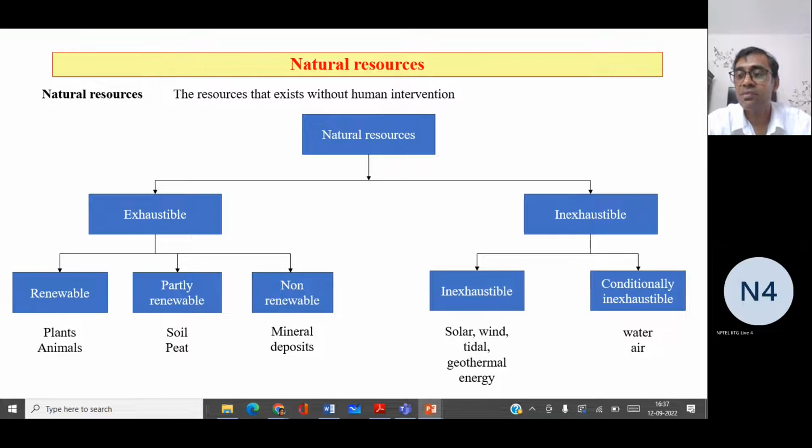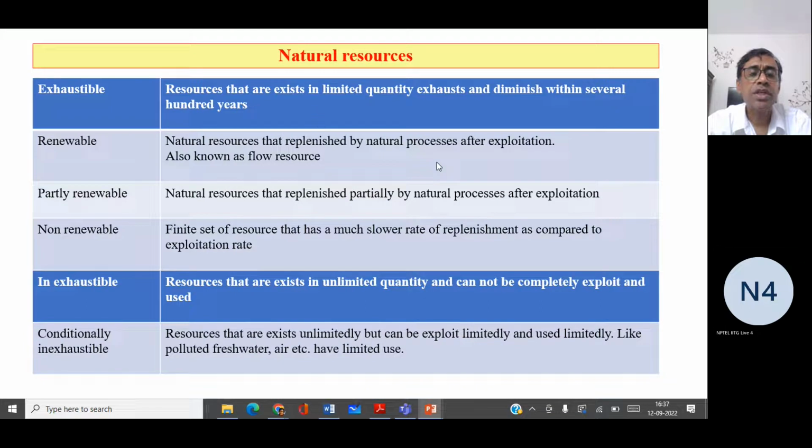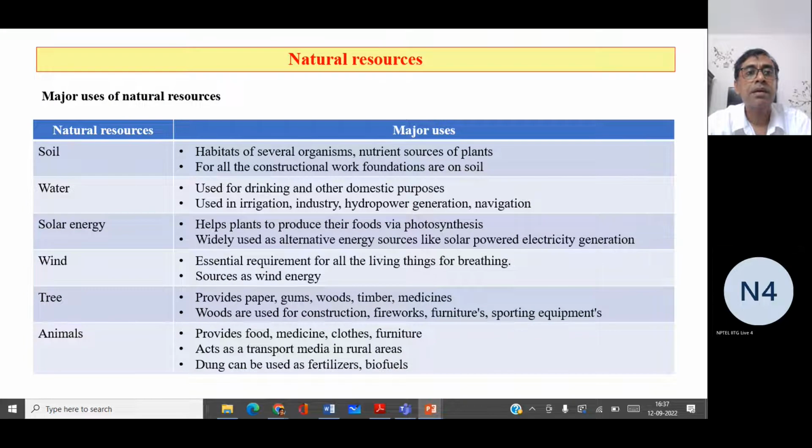Means if you use them beyond a certain limit, water and air also can give some problem to us, because as you already know, most parts of the world are already facing some water crisis. That's why it is called conditionally inexhaustible. It is not that you keep on using and it will not get over. Then we talked about the various examples of natural resources, and each natural resource and its major uses that we discussed.